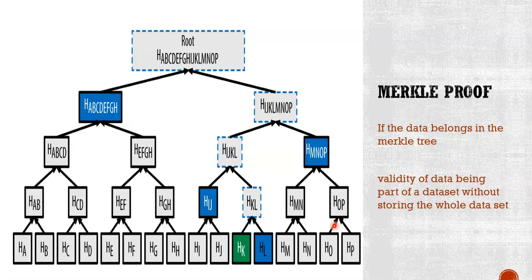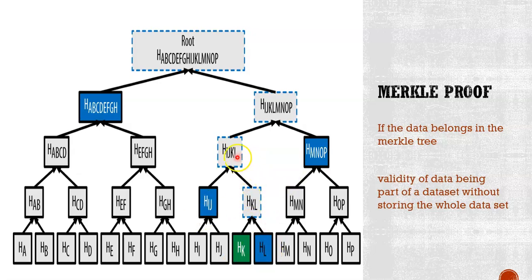So what is a Merkle proof? Using a Merkle tree, you prove that the data belongs to a particular Merkle tree. You don't need to store the entire data set to prove that the transaction is part of a Merkle tree. You need to store only log n times the entire tree size. So if you wanted to prove whether this HK is part of the transaction, you require HL and you require HIJ.